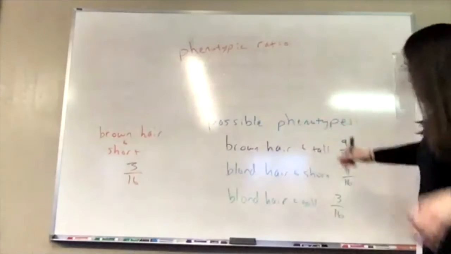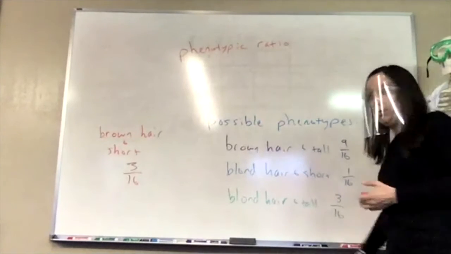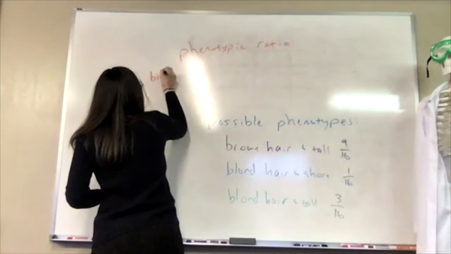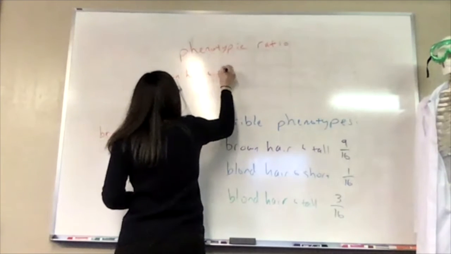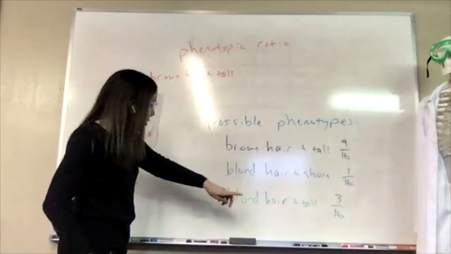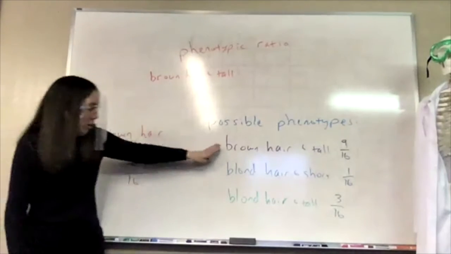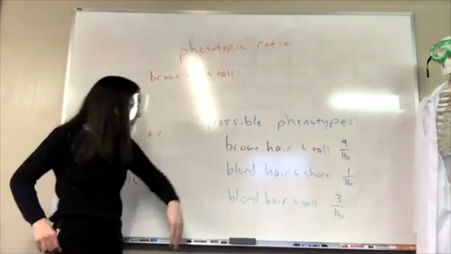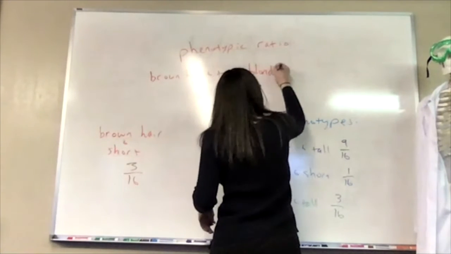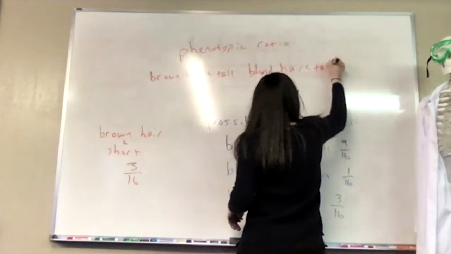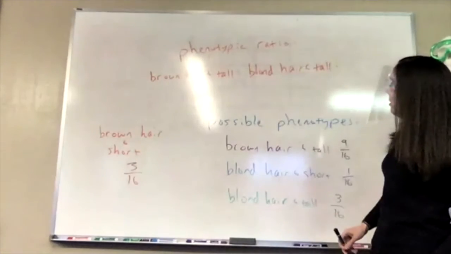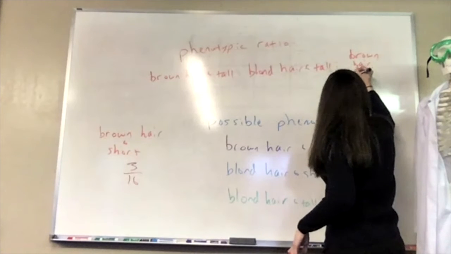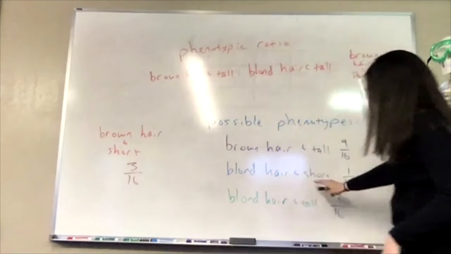So phenotypic ratio would be each possible phenotype in the ratio of those. So what do we have? Well, we have brown hair and tall. We'll go with the more prevalent ones first. So after brown hair and tall, blonde hair and tall and brown hair and short are more prevalent. So we'll do those ones. So we'll do blonde hair and short last. So we have brown hair and tall, blonde hair and tall, brown hair and short, and then blonde hair and short.